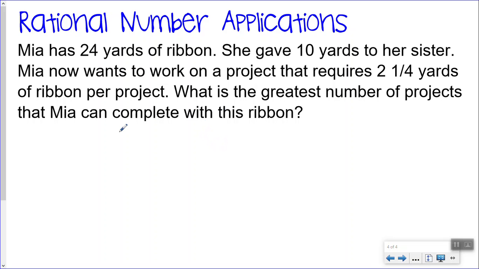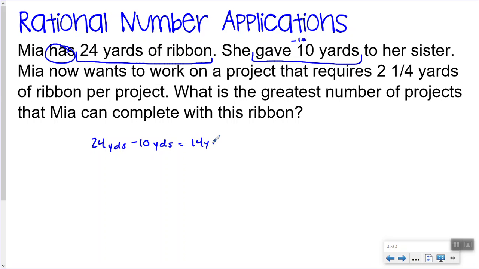Alright, so Mia starts with 24 yards of ribbon. That's going to be an important piece. That's what she has to start off with. Then she gives 10 yards to her sister. So if she gives it away, it's taking away from what she has. So we're going to take away those 10 yards, and now she has 14 yards left over. She's working on a project that requires 2 1/4 yards of ribbon per project. And we want to know the greatest number of projects that she can complete with this ribbon.